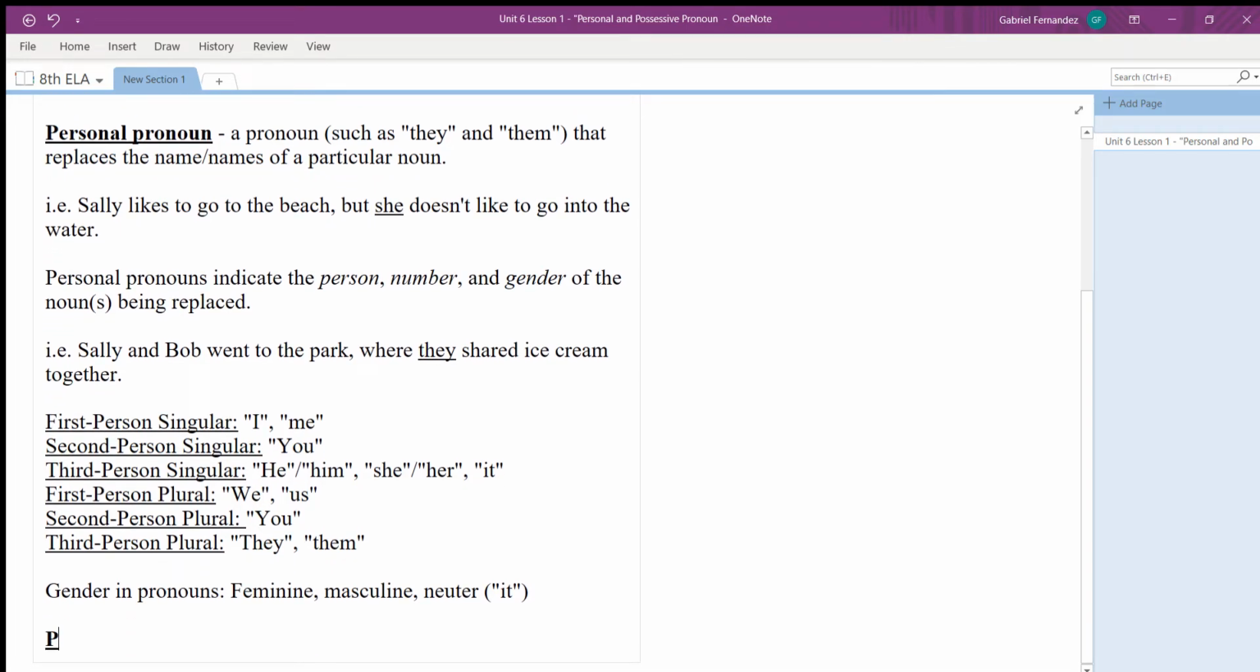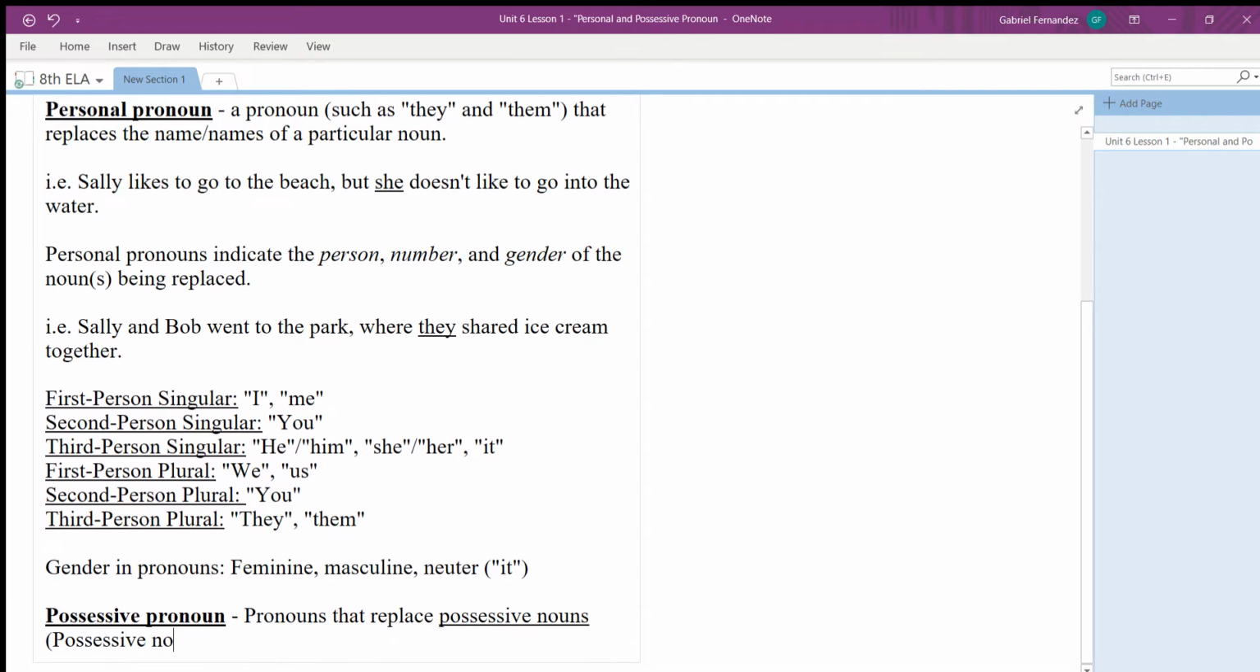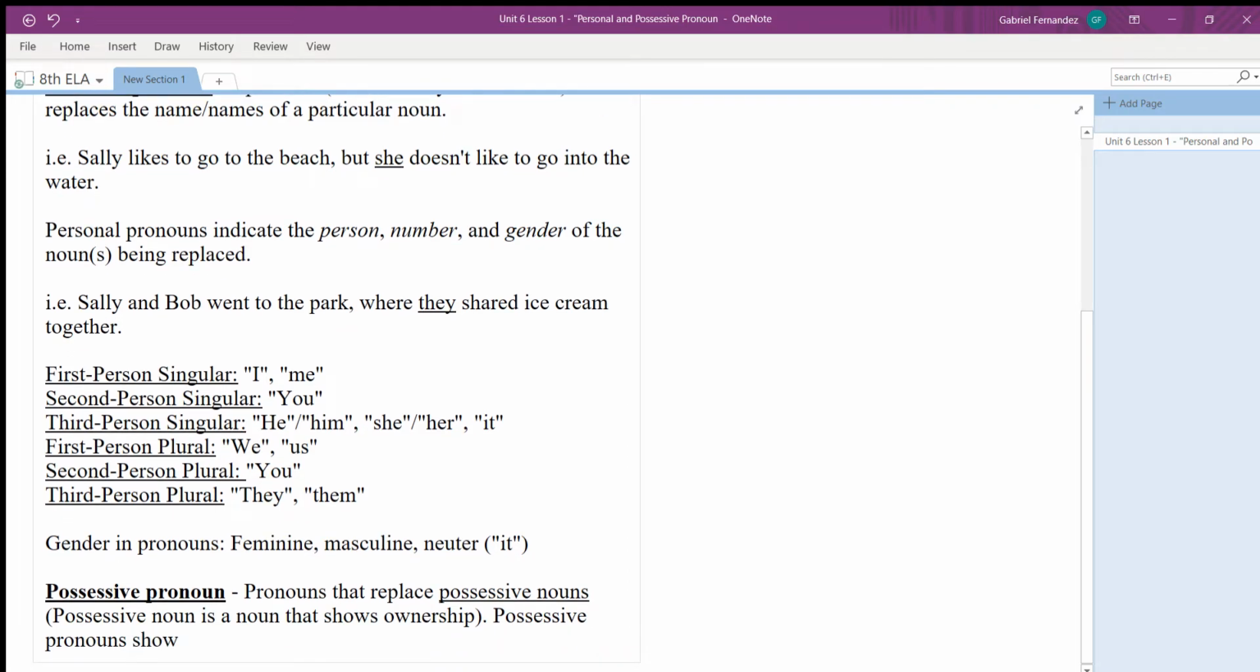Now, possessive pronouns are pronouns that replace possessive nouns. We talked about possessive nouns back in Unit 2. If you remember what a possessive noun was, a possessive noun is a noun that shows ownership. So similarly, a possessive pronoun also shows ownership. Only they're just replacing an actual noun.